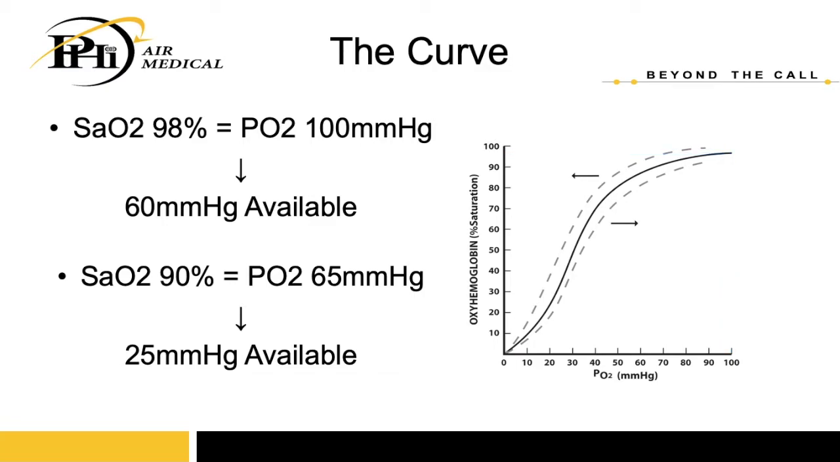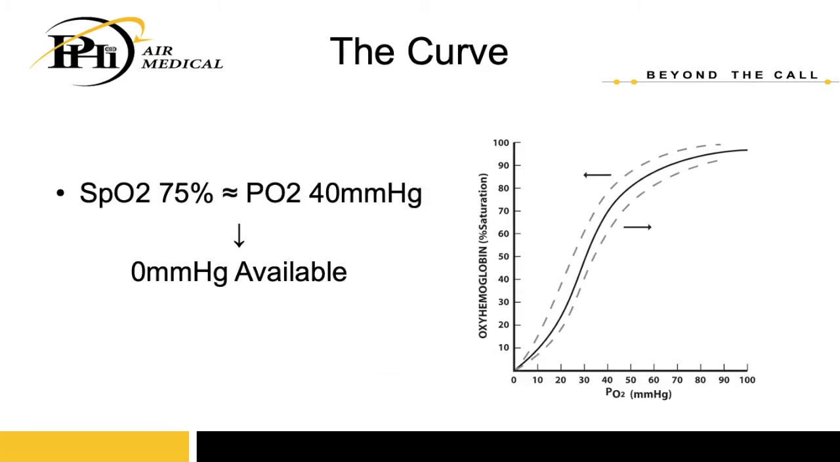Now, if we decrease our saturations just a little bit down to 90% saturations, our PO2 is now 65, meaning that we have a substantial decrease in the amount of oxygen availability at the tissue level, down to about 25 millimeters of mercury. Still have some, but not as much as we would like.